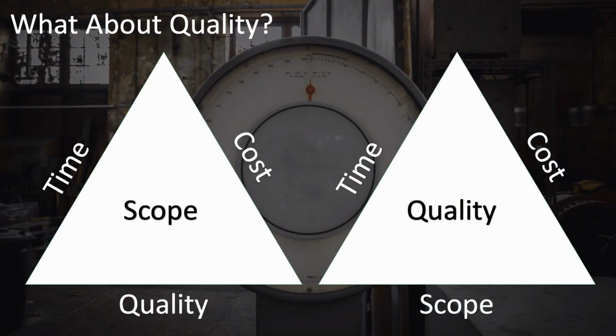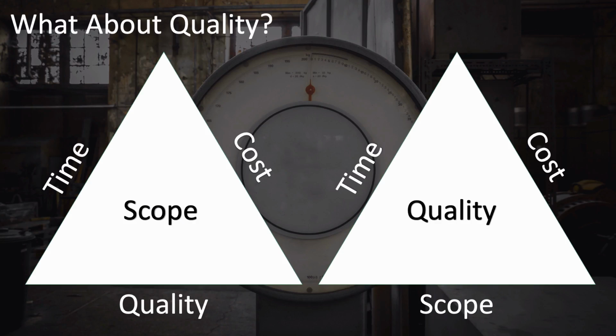As you can see, quality is an important factor, and people have tried to include that in the triple constraint triangle by either putting quality on one of the edges and putting scope inside of the triangle, or by simply putting quality in the middle of the triangle. However, this doesn't quite work.